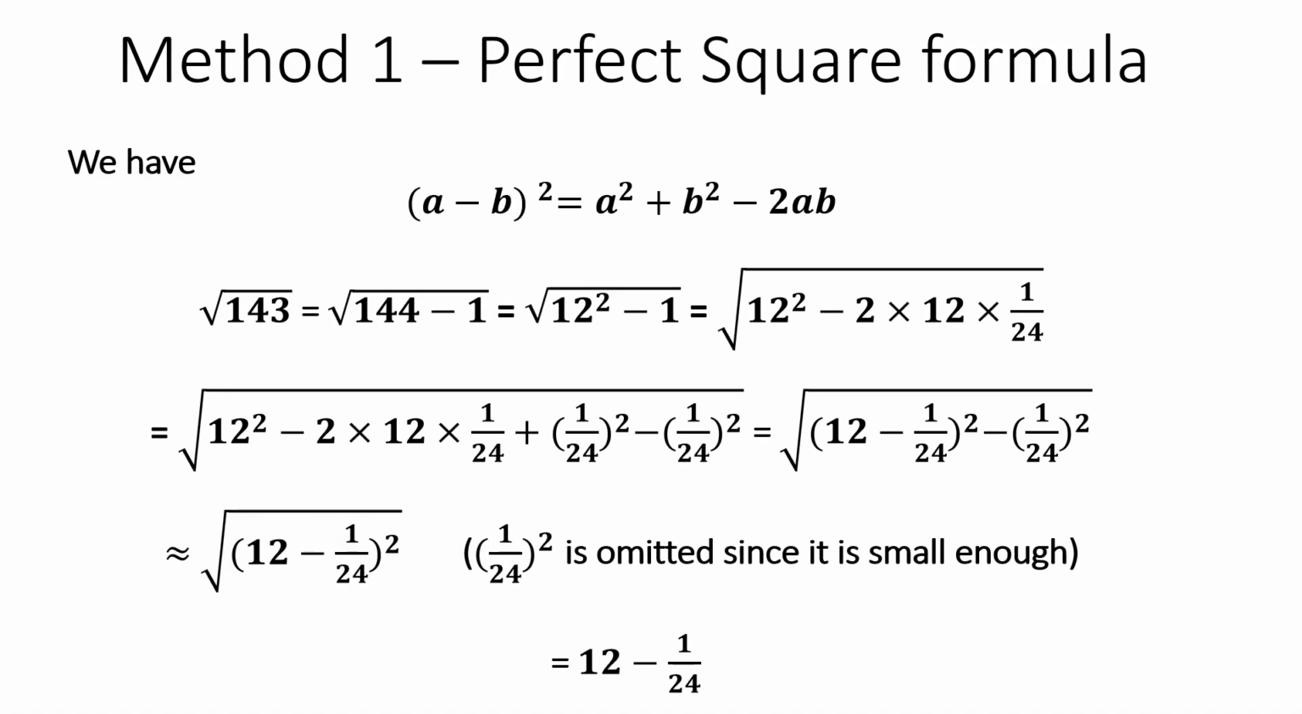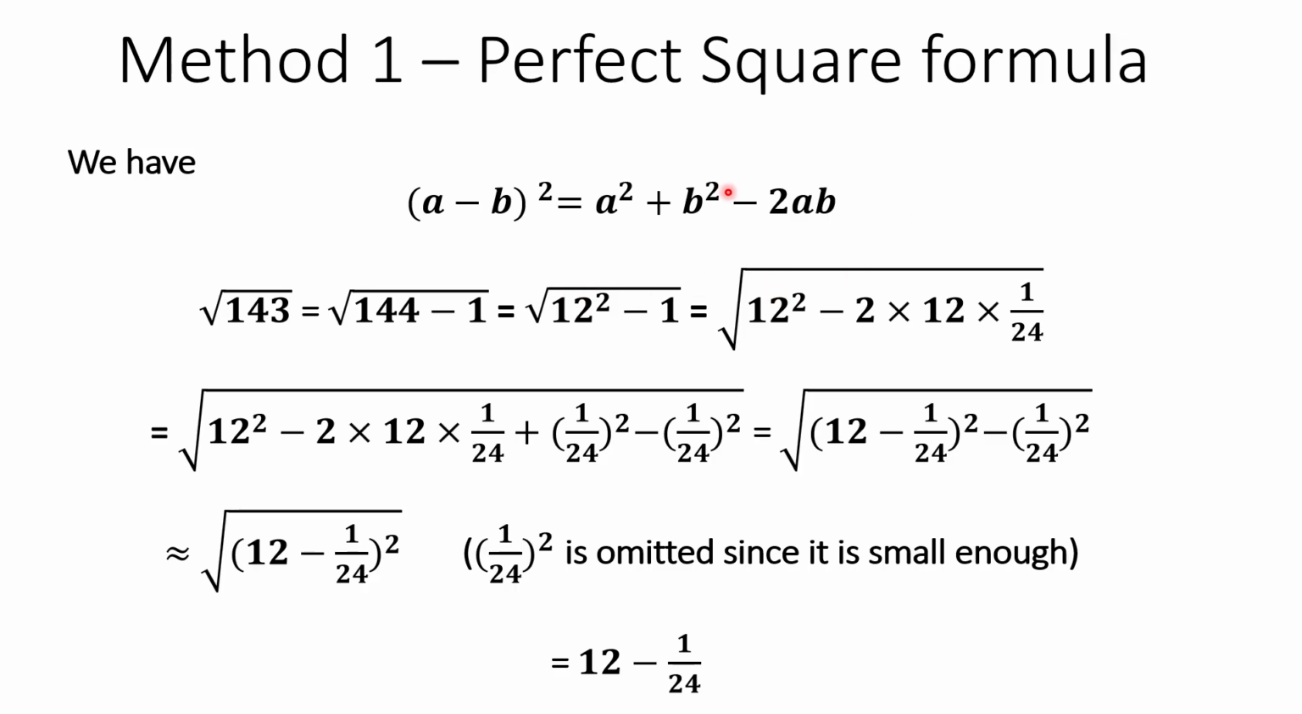So now we're going to do the first method again, but using a different formula, which is kind of similar, but now we're using a minus here. So (a minus b) squared is equal to a squared plus b squared minus 2ab. Now here we're going to use it on the root of 143. The root of 143 can be written as the root of 144 minus 1. And we chose 144 because it's the smallest square number bigger than 143. And 144, as I said before, can also be written as 12 squared.